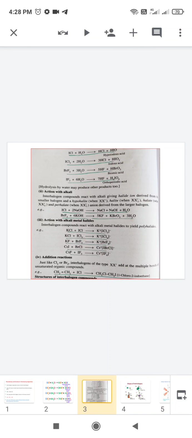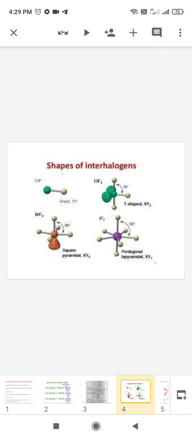Now we are moving into the shapes of the interhalogen compounds. We have studied four different varieties of interhalogen compounds: ClF, ClF3, BrF5 and IF7. ClF shows a linear geometry, ClF3 shows a T-shaped geometry, BrF5 is square pyramidal and IF7 is pentagonal bipyramidal. Now we will discuss the individual interhalogen compounds in detail.